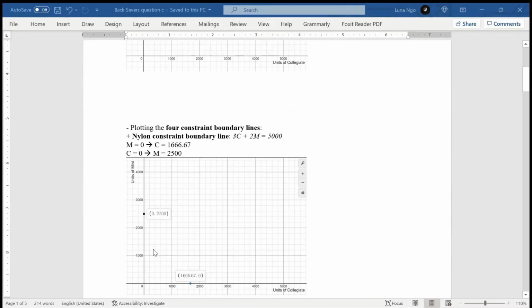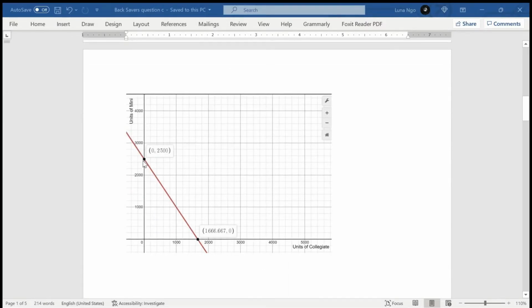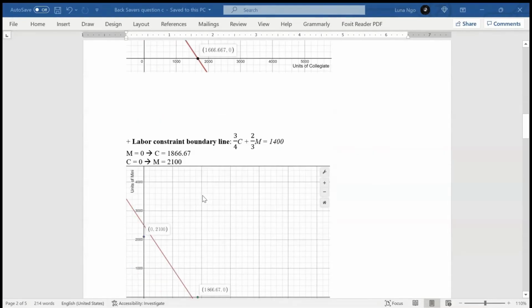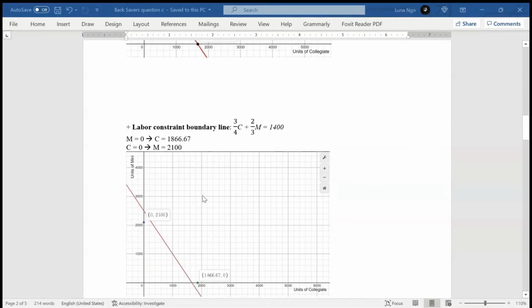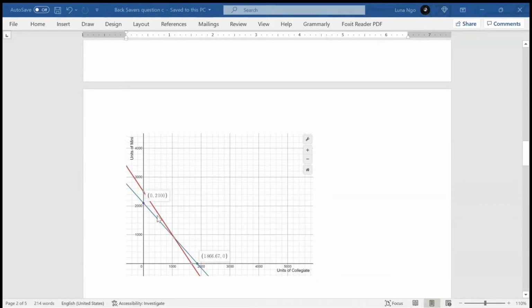So first, for the nylon constraint boundary line, 3C plus 2M equals 5,000. Setting M equals 0, we get a C-intercept of 1,666.67, while setting C equals 0, we get an M-intercept of 2,500. Then the line is plotted like this. Second, for the labor constraint boundary line, 3/4C plus 2/3M equals 1,400. Setting M equals 0, we get a C-intercept of 1,866.67, while setting C equals 0, we get an M-intercept of 2,100. And the line is plotted like this. It is the blue one in the picture.